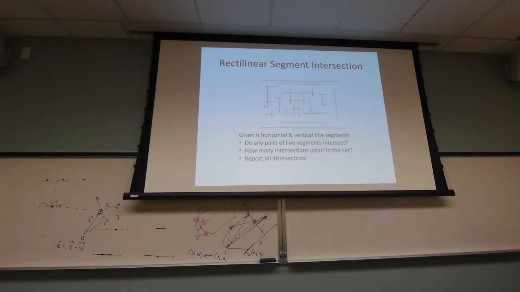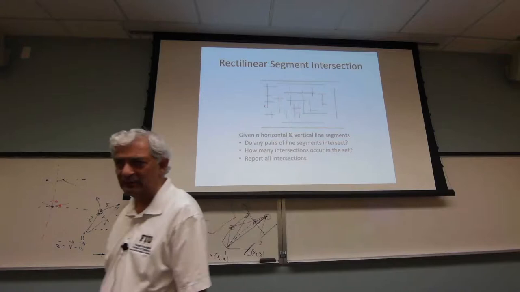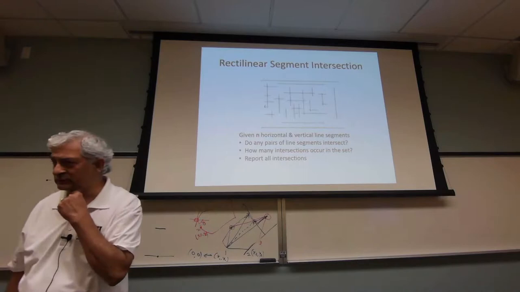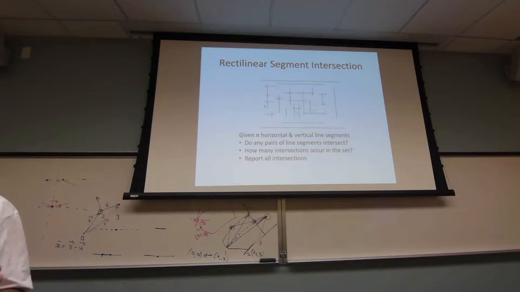Okay, let's see if I can get at least parts of this problem explained quickly. This problem is called rectilinear segment intersection. You're given a bunch of line segments. They're all either horizontal lines or vertical lines. And your job is to report all intersections of these line segments. Okay?